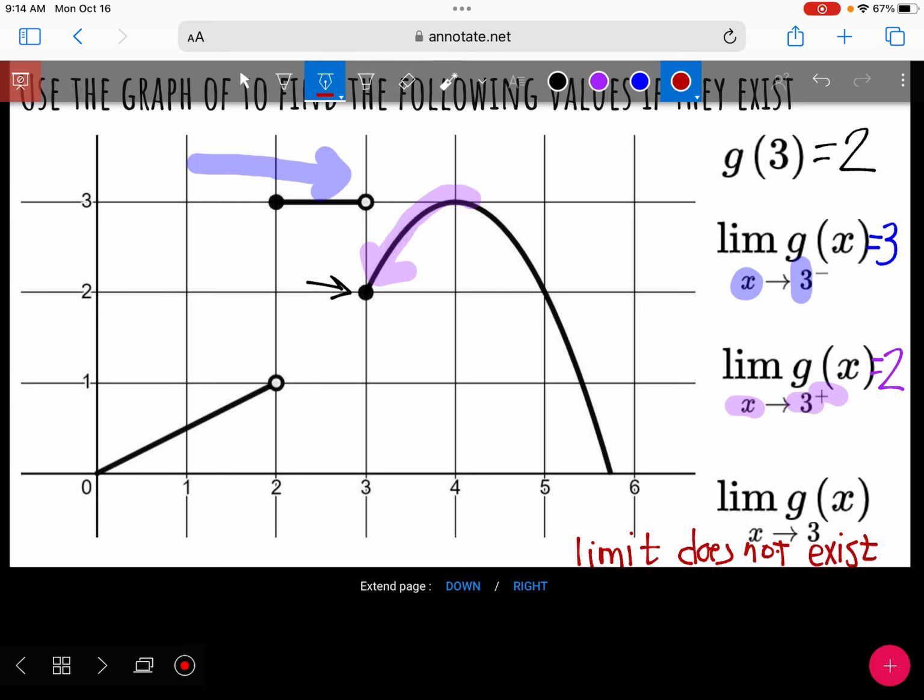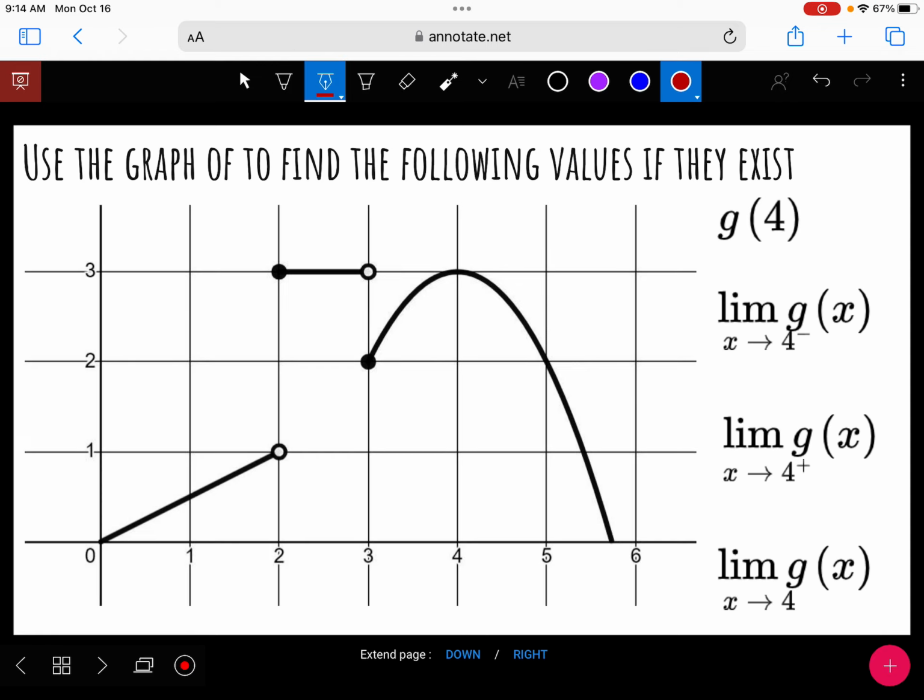They're weird and they're awkward to get used to. I'm going to do another one on this one. So the first thing we're going to do is, what is g of 4? 3. It's this guy right here.